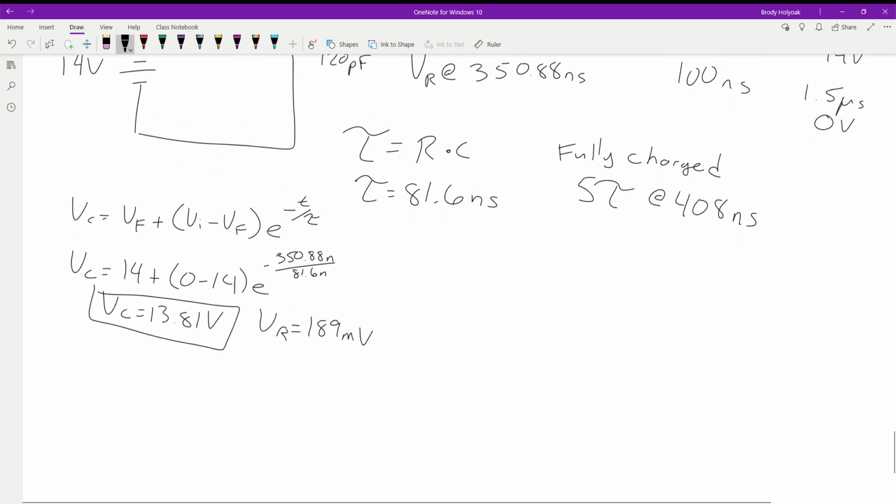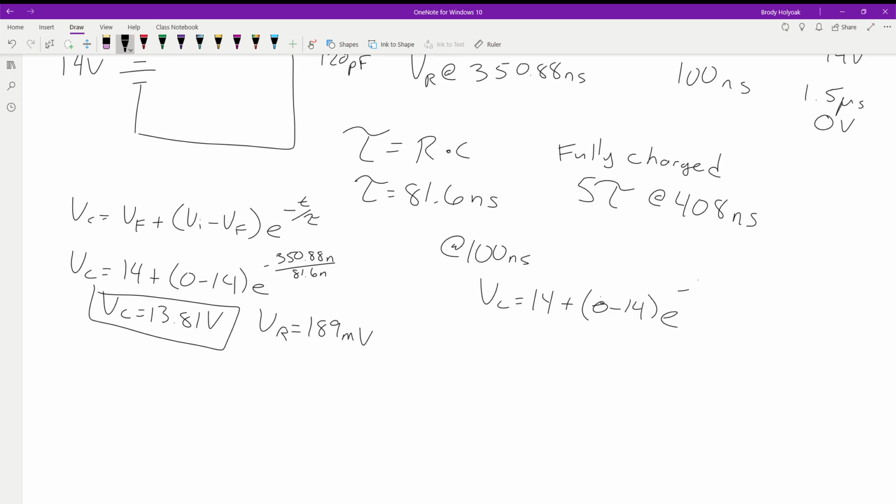So at 350 nanoseconds, this is our voltage. Now we want to solve for our next range. So at 100 nanoseconds, what are our values? Again, we're going to put into the same formula that we just used. We're charging to 14 volts. And then this time we have negative 100 nano divided by the 81.6 nano. So now, looking at our time frame, what should our voltage be around?